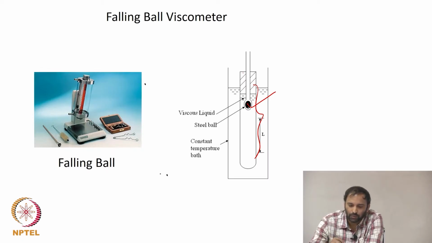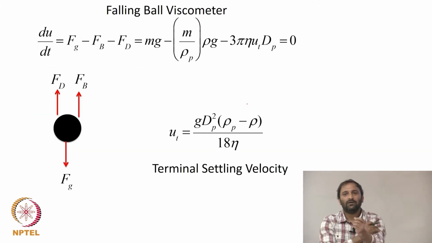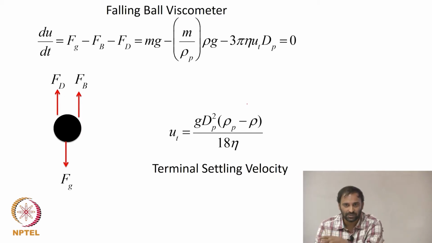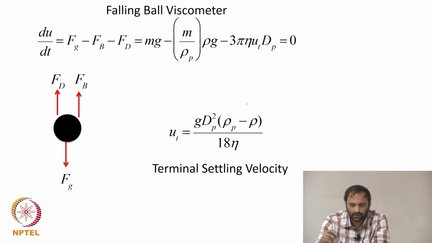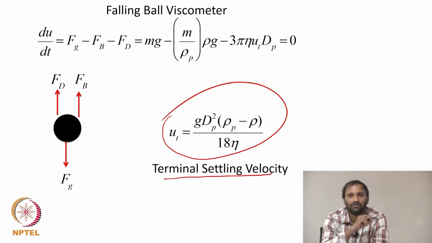Then what you do is you make this object fall in the fluid. Whenever you have an object which is falling in a column of fluid, and if the fluid is stationary, you can think about writing a simple force balance. There's a net gravitational force acting on the particle, which is gravity minus buoyancy, and there's a drag force. You can put up an expression for each of these things, and ultimately get an expression for something called the terminal settling velocity.